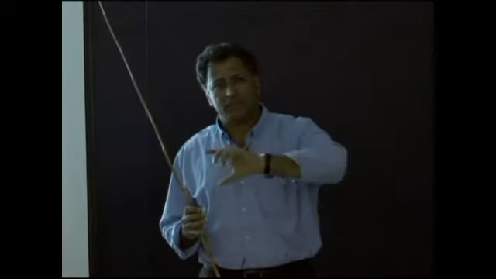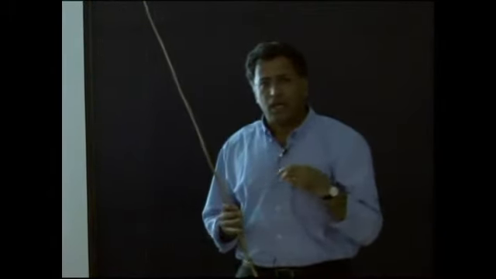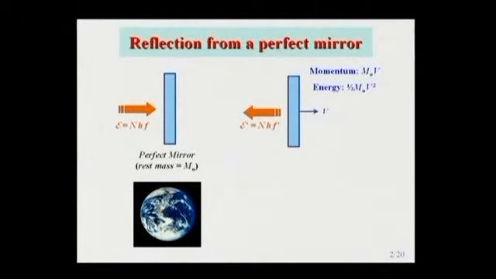Momentum is energy divided by c. After reflection, the momentum is reversed, and the change of momentum must be transferred to the mirror, because the momentum of the whole system must be constant. So this mirror must start moving to the right. And so what we have now is the mirror moving to the right with velocity v. It has momentum, which is its mass times velocity. It has kinetic energy, 1/2 mv squared. And I'm assuming that v is small enough that we can use these non-relativistic formulas for momentum and energy.